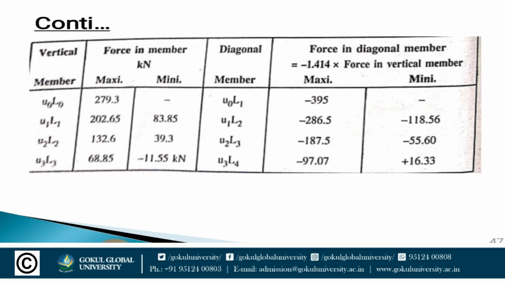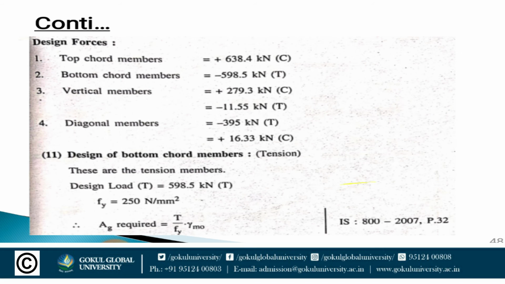So we make one table and identify the diagonal forces. After that we got the design forces. So by using the design forces we make the design of the sections. First is the top chord member. For the top chord member, the maximum force is taken as the design force. Then the bottom chord member, then the vertical member, then the diagonal member. So these are the design forces for the different sections.